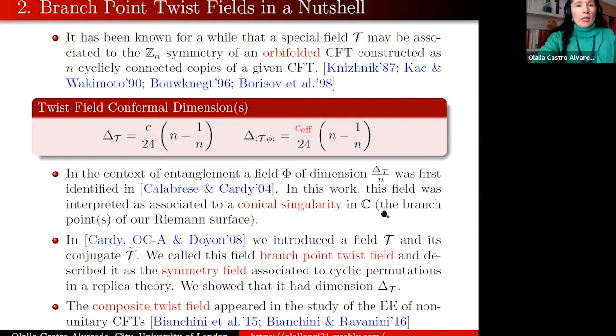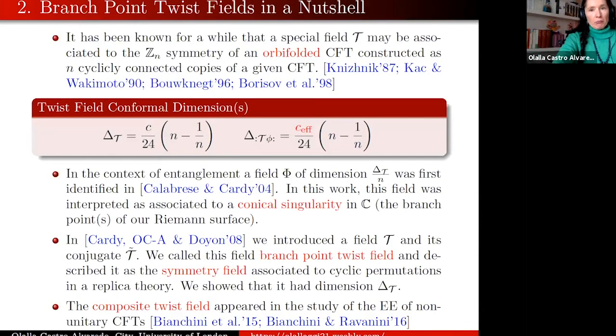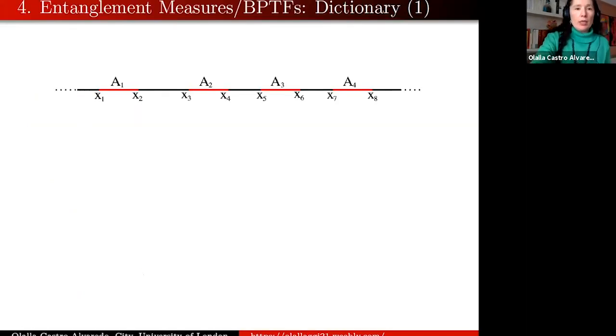So what else can we say? In terms of these twist fields that I just introduced, this T and this T tilde, I'm going to call it T dagger in the future, just to make clear it's the conjugate. I'm going to give you sort of a memory rule for entanglement. The connection between entanglement and twist fields, without justifying it very much, is the following.